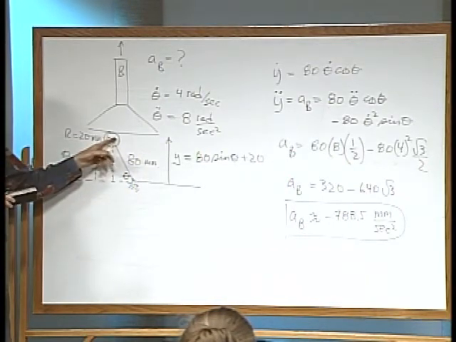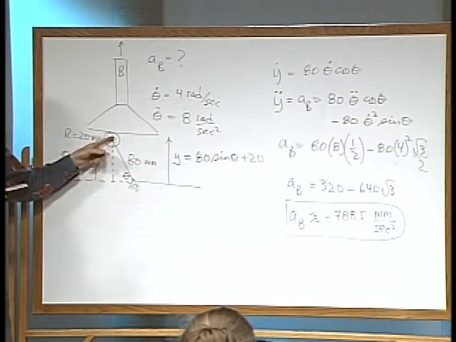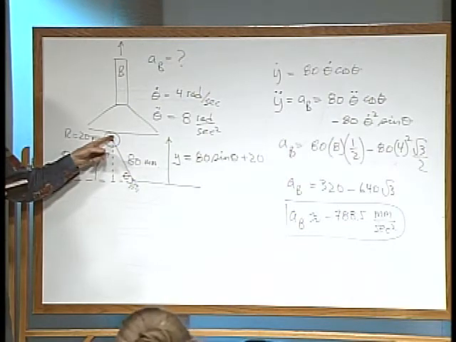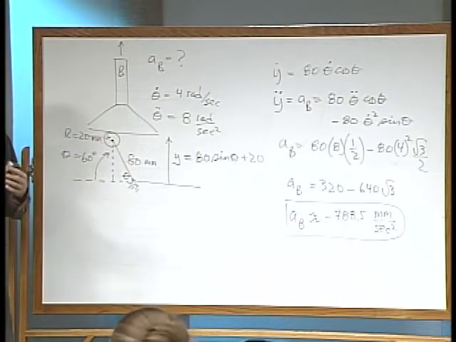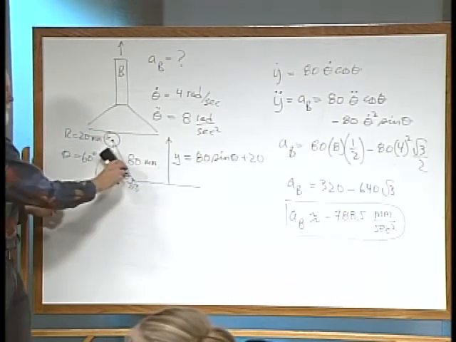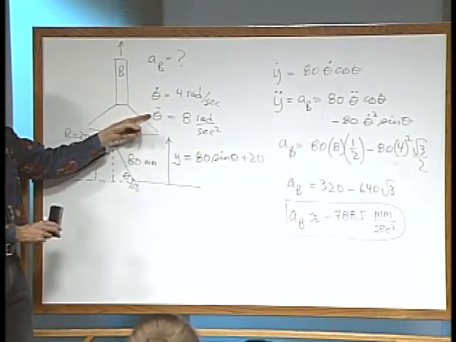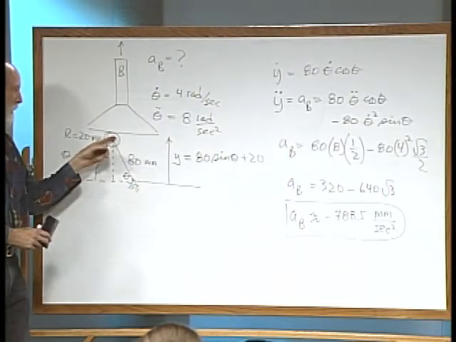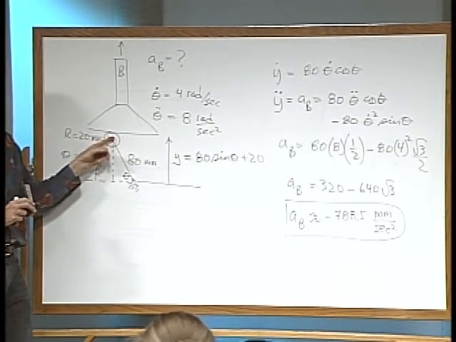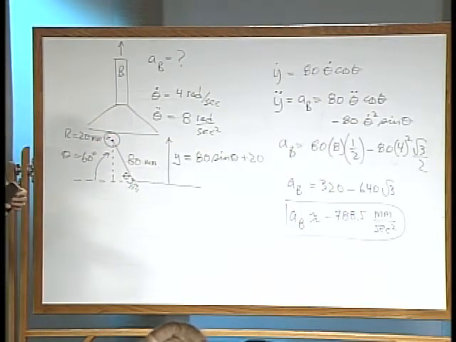Well, does this have an alpha? Does that little disk have an alpha? I don't think so. It's obviously got an omega if it's not slipping. It's rolling, because the arm is rotating at a constant rate. It doesn't have alpha. Okay, so it'd be pretty easy to ask that question.